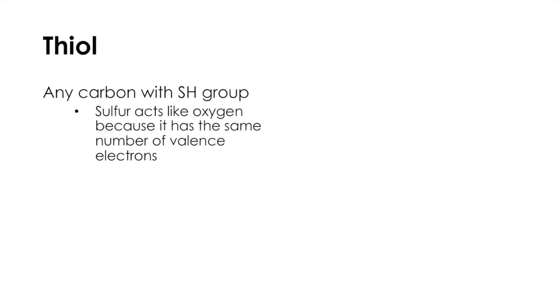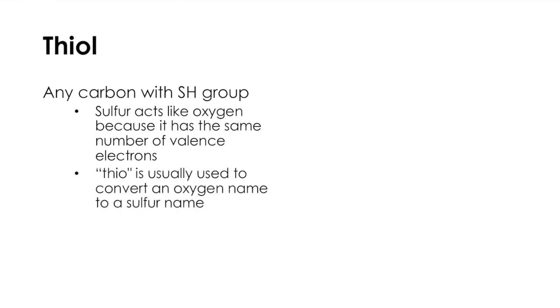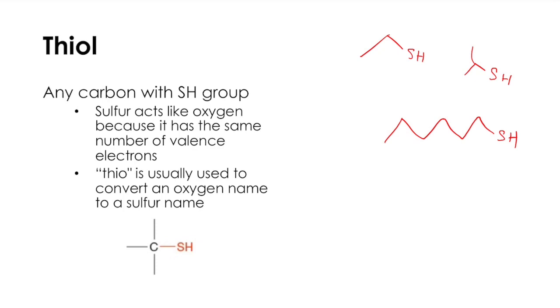A thiol, by definition, is any compound that has an SH group. Because sulfur is right under oxygen on the periodic table, it has the same number of valence electrons, and it actually acts like oxygen chemically in many instances. And so we put thiol at the beginning of the name to represent sulfur instead of oxygen. So something like that, or that, or that. Anything with that SH group is going to be a thiol.